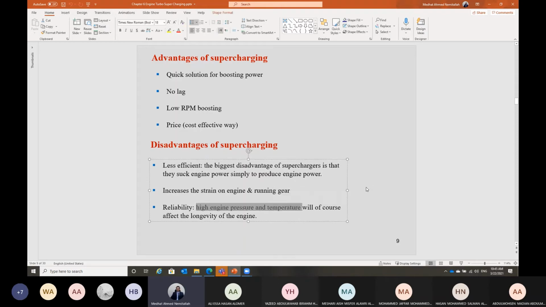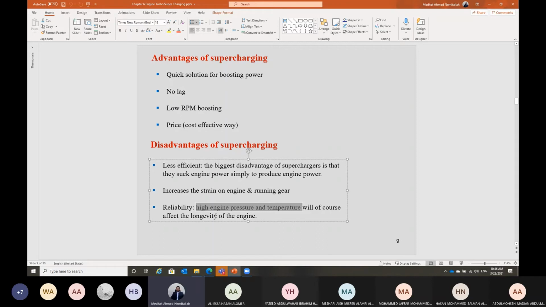Also the reliability, as we are running the engine, and this is in general for both supercharger and turbocharger. In general, we increase the engine intake air pressure and increase the mass flow rate of air, then we can increase the mass flow rate of fuel. So the engine in this case will be running under high pressure and high temperature. And this should reduce the longevity of the engine, the lifetime of the engine, a little bit in this case.